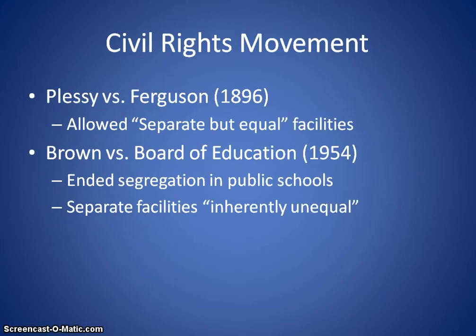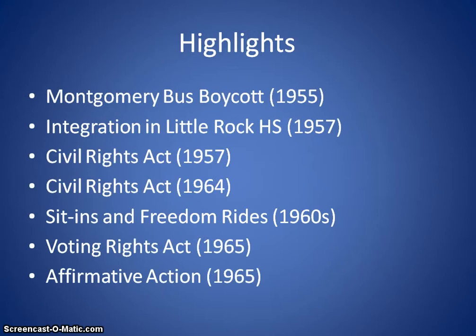Now we get into the civil rights movement. You have Plessy versus Ferguson in 1896. It allowed separate but equal facilities. Now Brown versus the Board of Education of 1954 overturns that. It ends segregation in public schools, and of course they state that separate facilities are inherently unequal. We emphasize that during the year. Inherently unequal. By nature, it will be unequal, right? By nature, it is unequal.